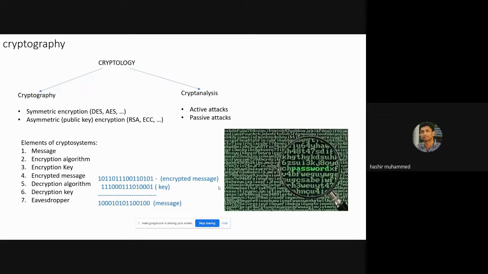So in the cyber way, the modern way, cryptography is used. There are two types of cryptography: the symmetric encryption cryptography system, and asymmetric encryption, also called public key cryptography, mostly called RSA. Most of the time, most websites use the RSA algorithm. And this is the crypto system.